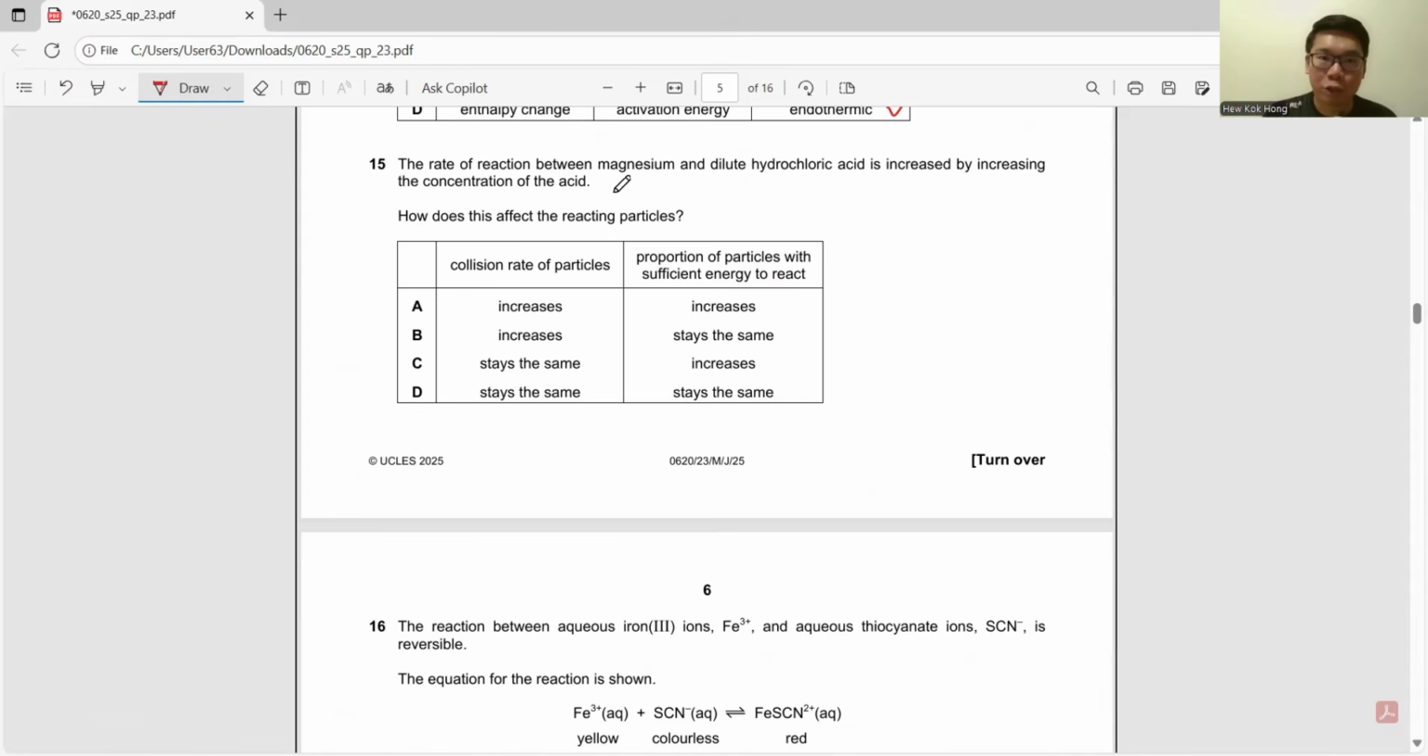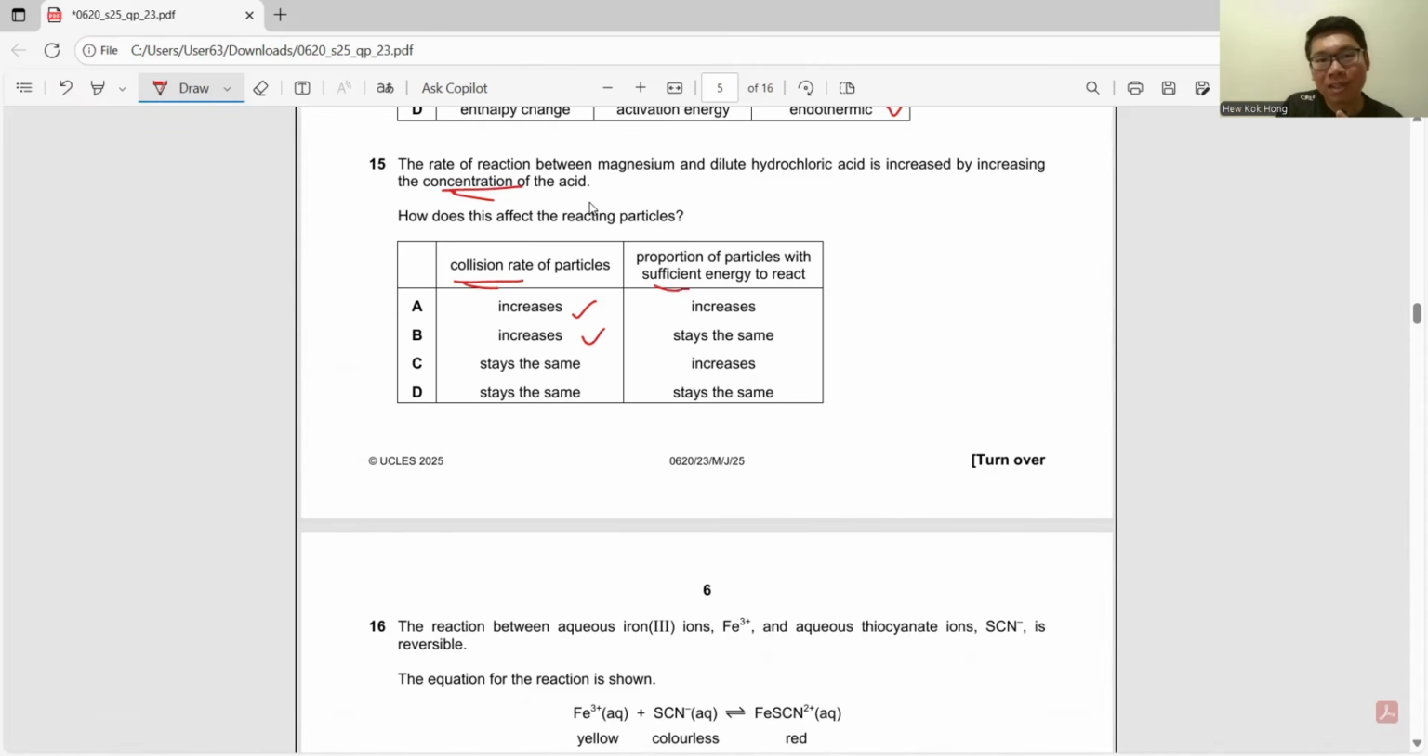The rate of reaction between magnesium and dilute hydrochloric acid is increased by increasing the concentration of the acid. How does this affect the reacting particles? Concentration is increased. Will the collision rate increase? Yes, because the number of particles per unit volume increases. That's why it will increase.